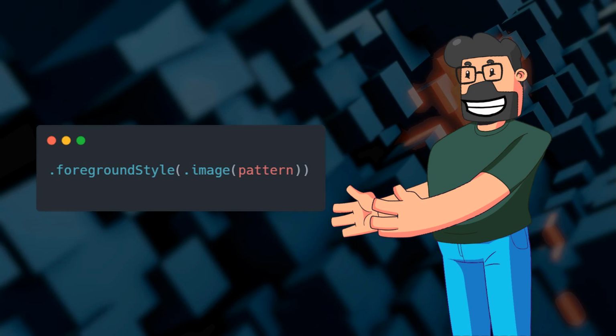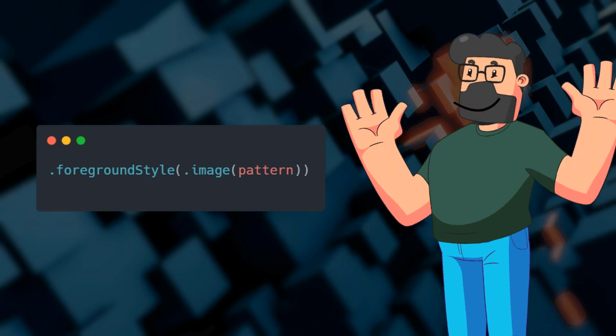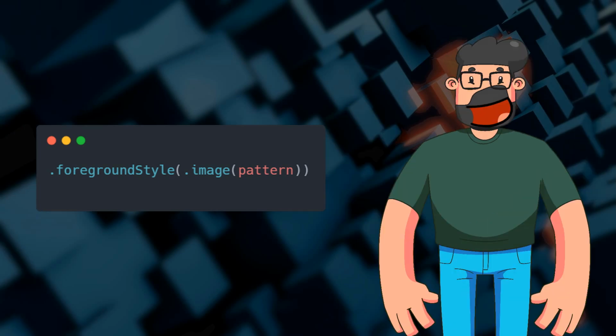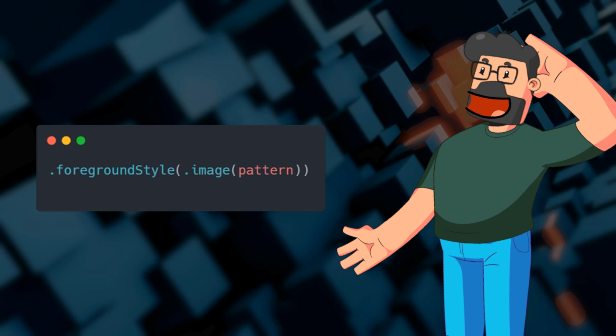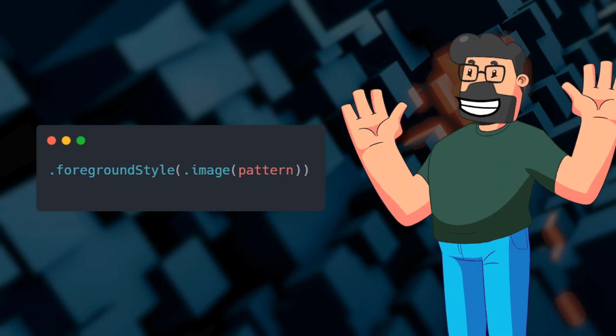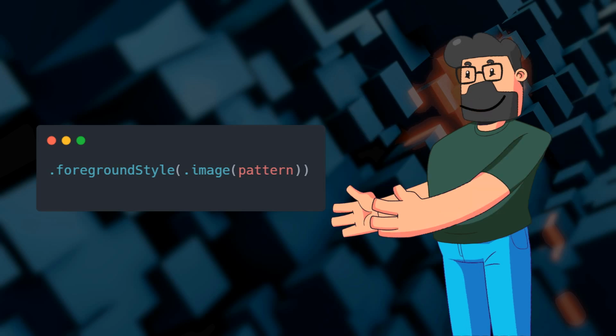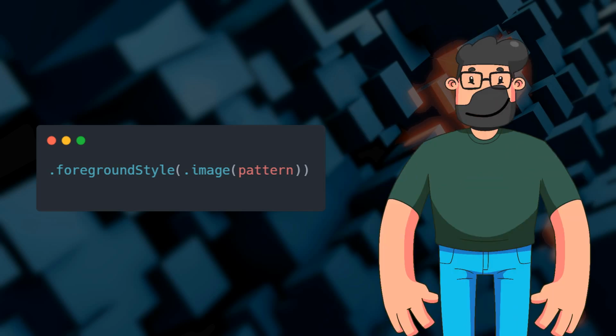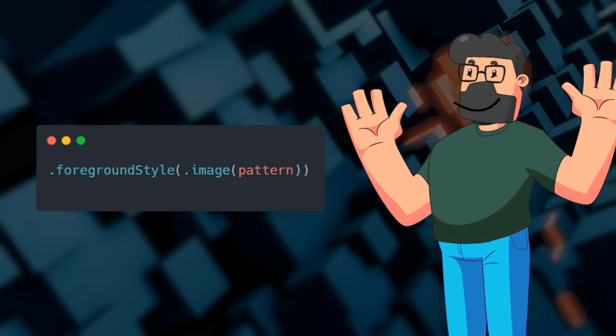Continuing with the solution, we now have the essential pattern image in place. The final step is to apply this image as the foreground style of our BarMark. By using the .foregroundStyle ImagePattern modifier, we can seamlessly integrate the cross-hatch pattern into our BarMark. Once this step is completed, our BarMark will proudly display the unique visual element we've created. It's amazing how a simple addition like this pattern can elevate the overall look of our chart.